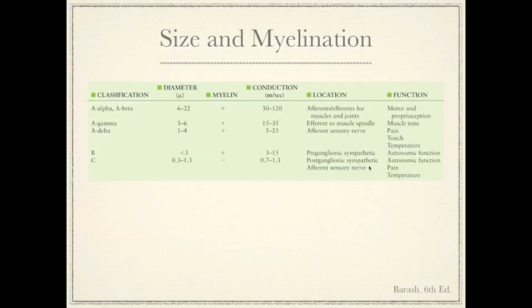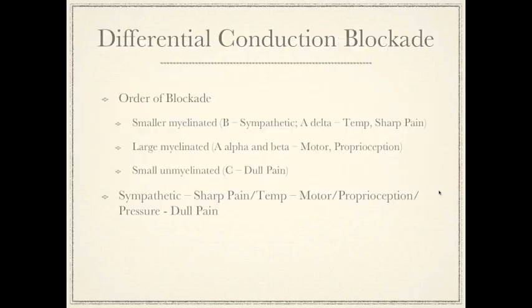Now this is a nice table from Barish showing the different types of nerves. You have your A, B, and C fibers. The A and B fibers tend to be myelinated. C fibers are not. Then you have the different functions of the nerves. And because you have this differential blockade based on size, based on myelination, we get what's called the differential conduction blockade. So when you give your local anesthetic, there's an order to which nerves are blocked.